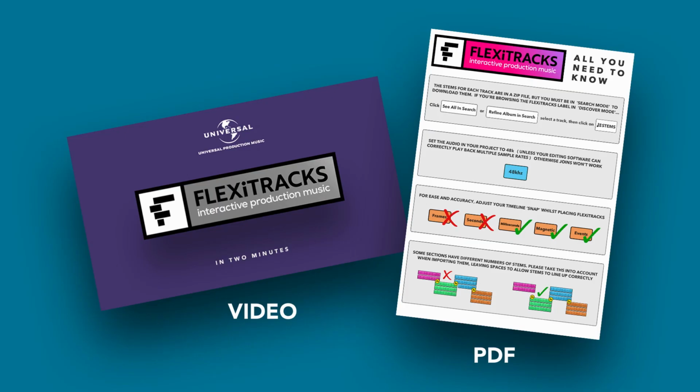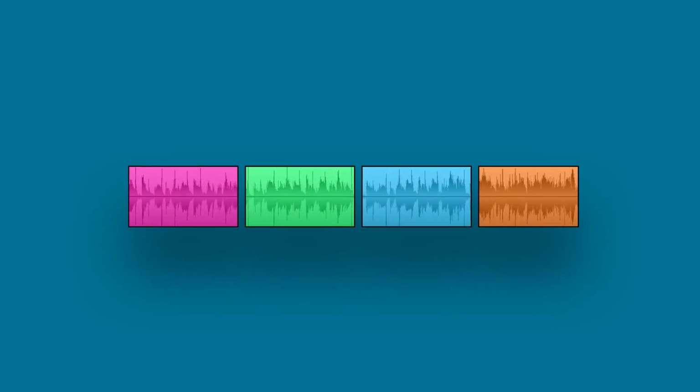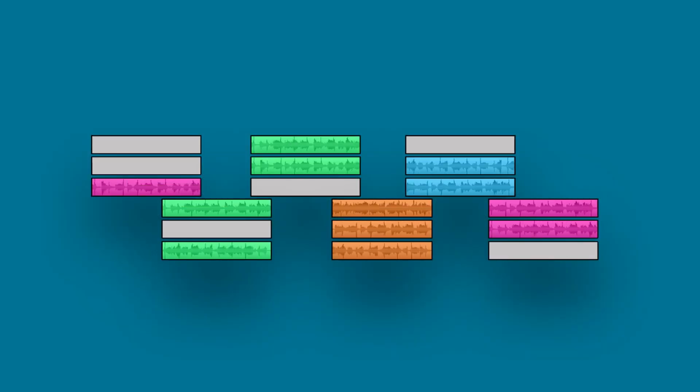Just in case you haven't seen any of the promotional material, FLEXiTRACKS are full-length pieces of music that we also supply split up into their sections. These sections are then divided into stems of their production elements, giving you a high level of control over the structure and mix of each track.